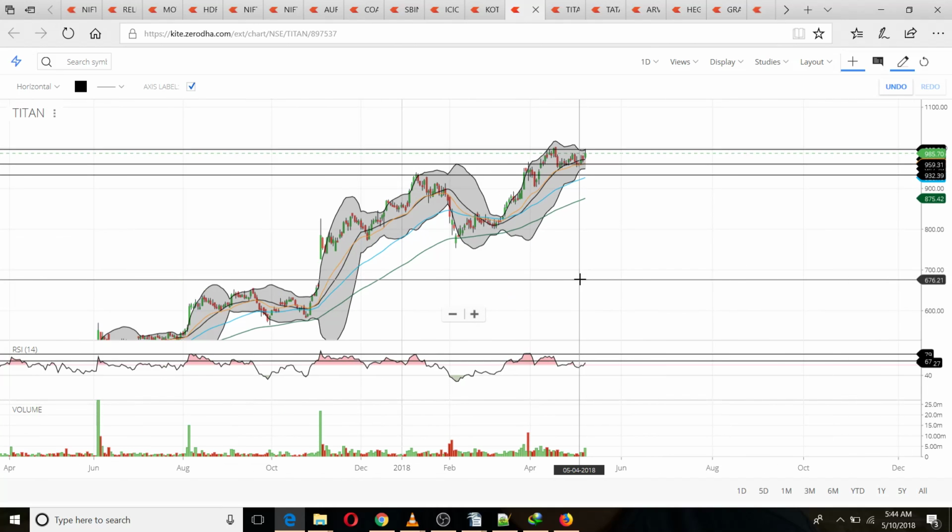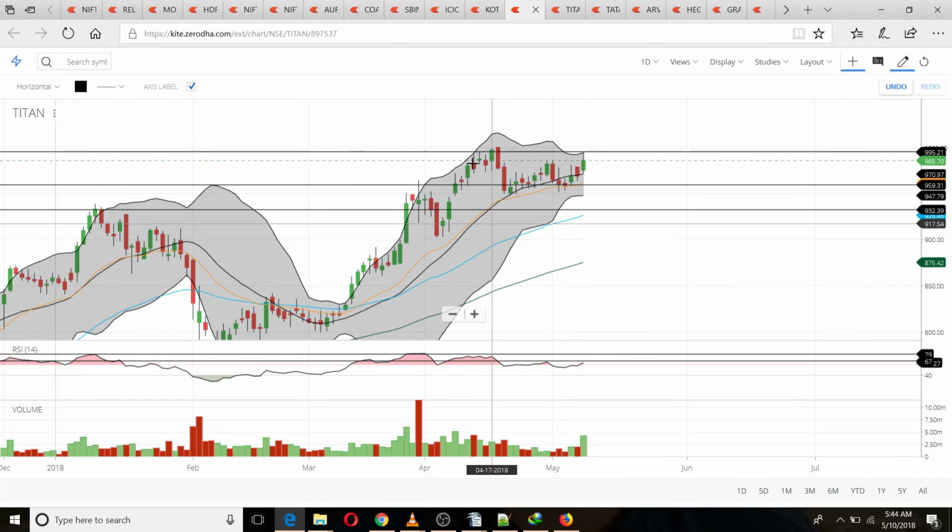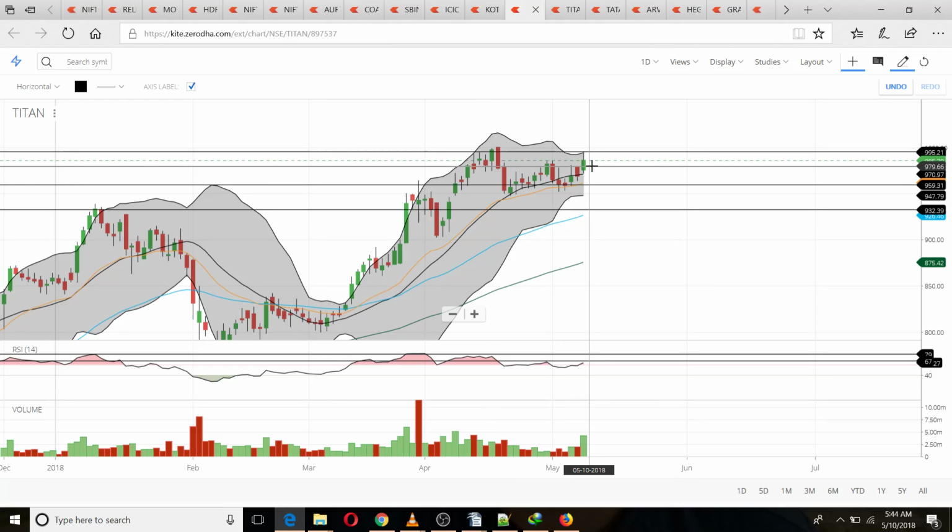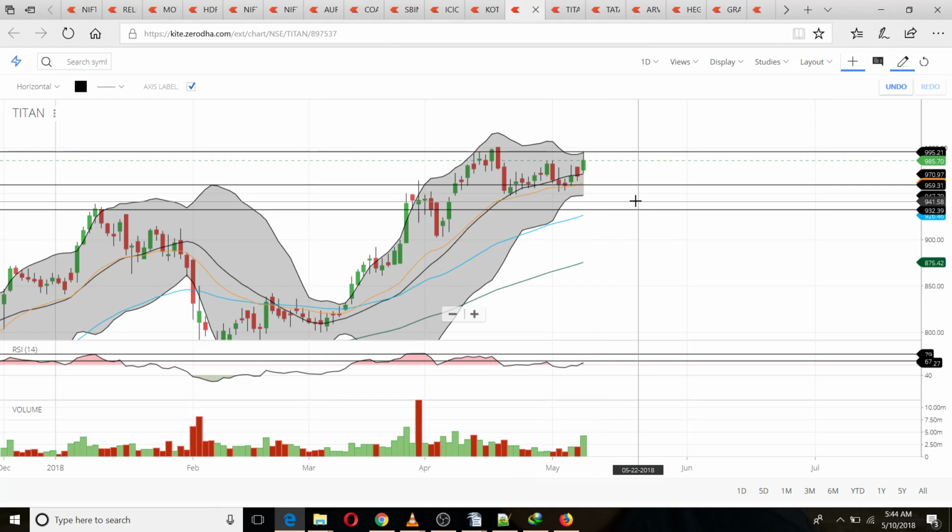Now if you see Titan, this is the range I have drawn here. Unless you are in this range, you can keep holding your 1000 C. Unless we see a breakdown happening of this range, then definitely you should go out of that position.